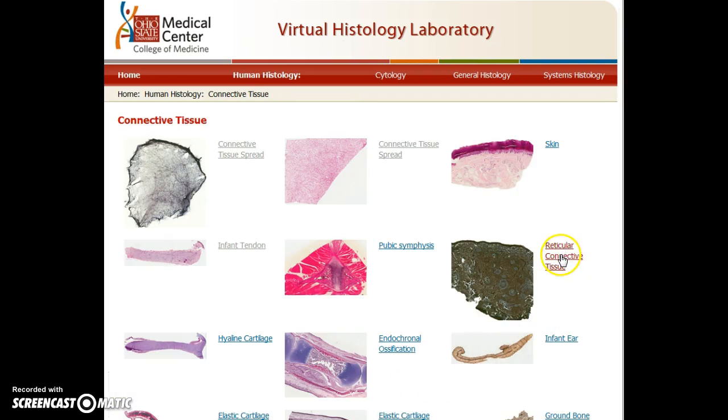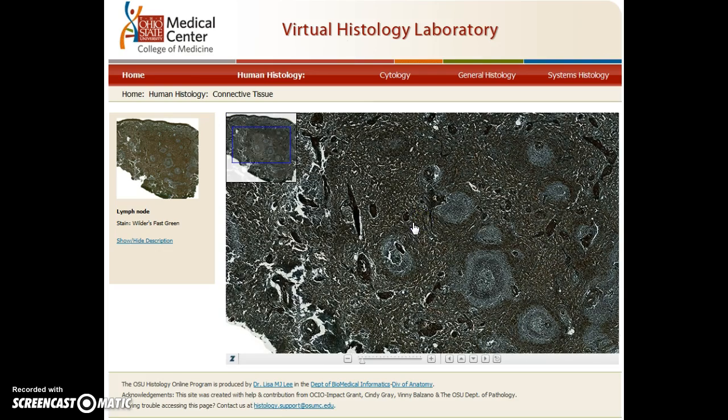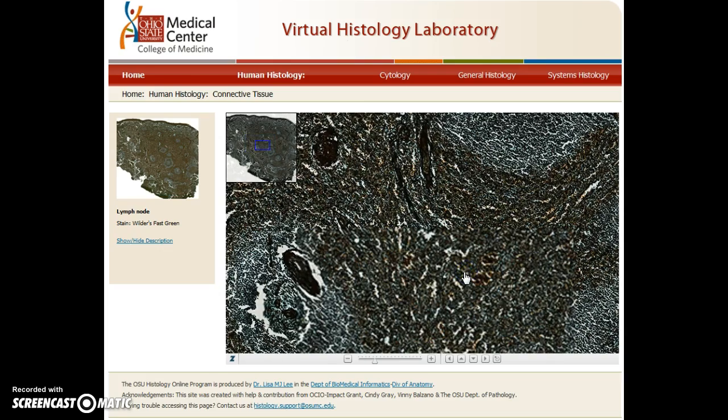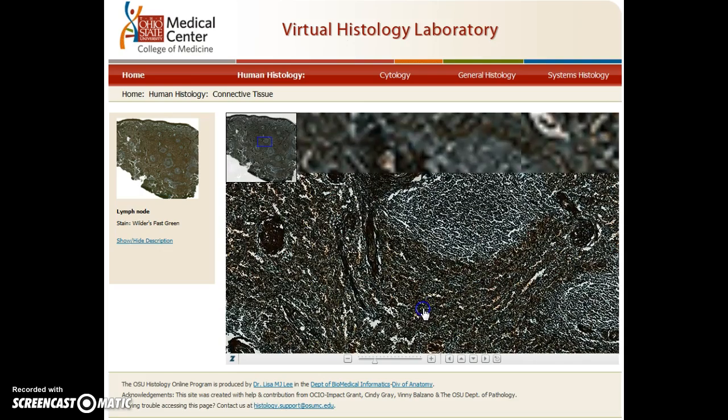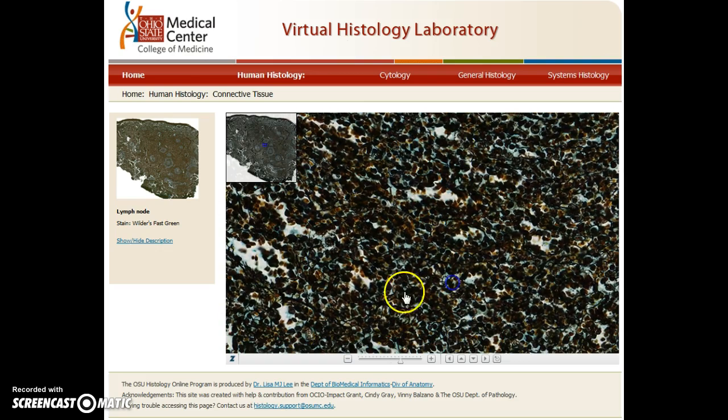All right, here is a slide of reticular connective tissue. And reticular connective tissue has a lot of reticular fibers. This slide happens to be taken from a lymph node. This is a type of loose connective tissue. And if you can look carefully, you see all of these really dark lines running throughout the slide. Those are the reticular fibers, the protein fibers of this connective tissue.